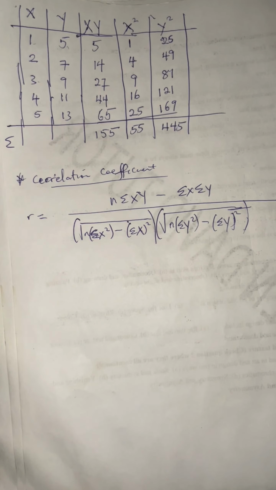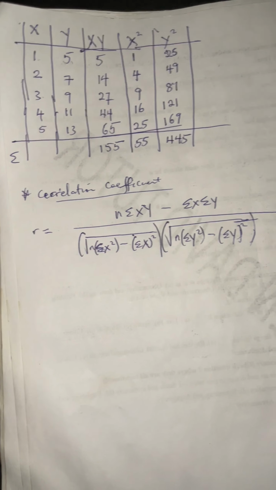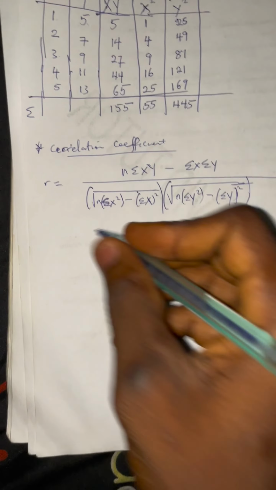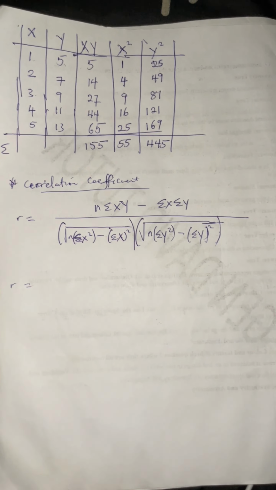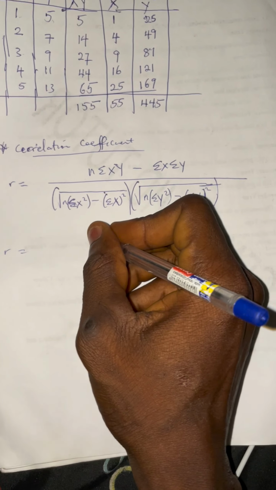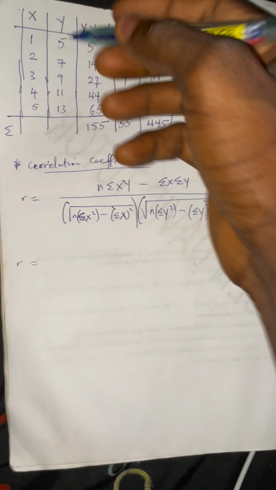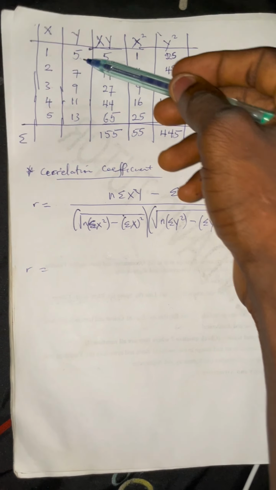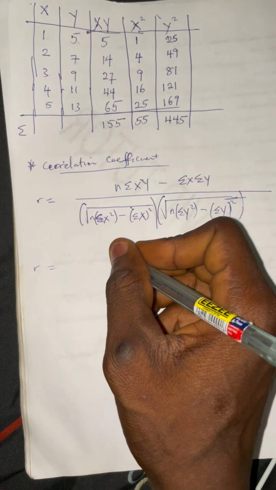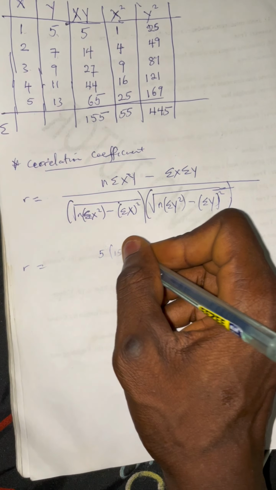Now if we want to insert this, we have R to be, what's our n here? Our n is the number, that's 5: 1, 2, 3, 4, 5. So how do you deduce this? You know the numbers of y and numbers of x, that's 5. So we have 5. Then summation xy, that's 155.